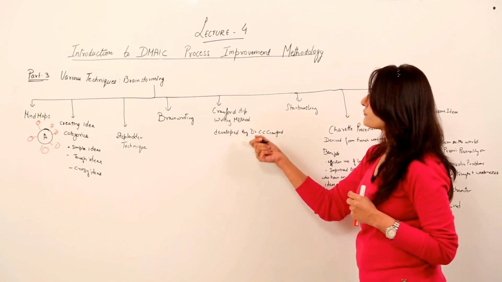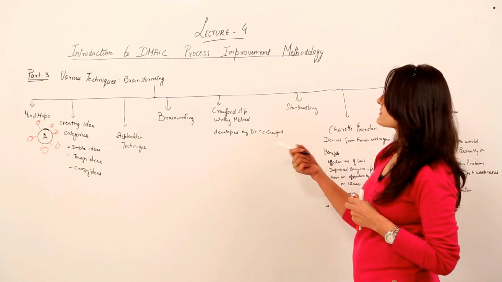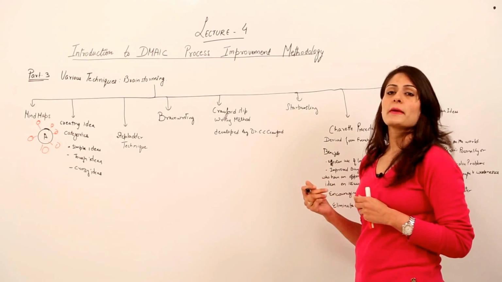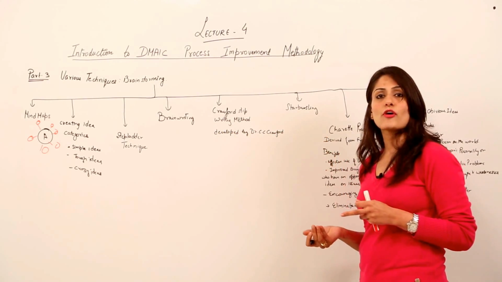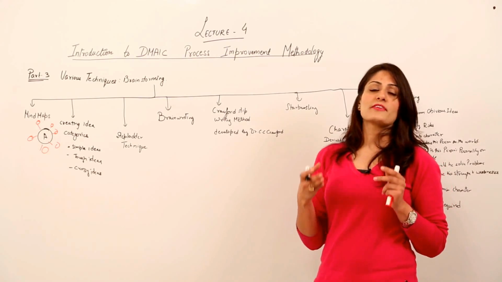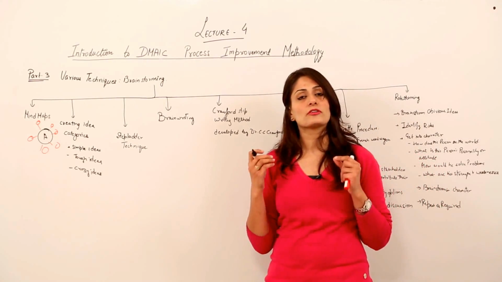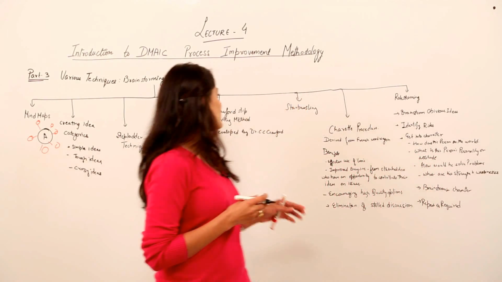And then the 4th one or the 5th one is the Crawford slip writing method. This is same as brainwriting. It was developed by Dr. C.C. Crawford. Here all the members have to write down their ideas on the slips, and then comes starbursting.